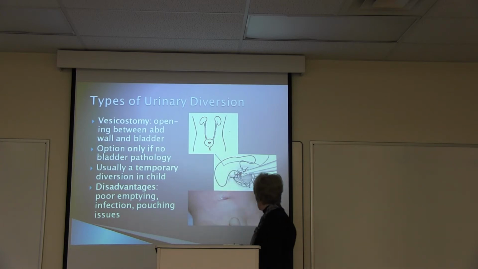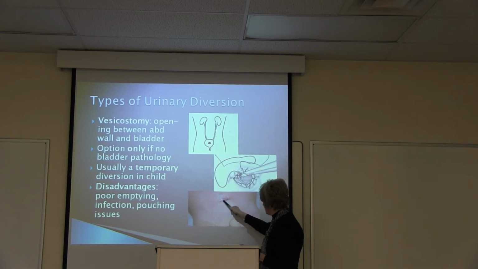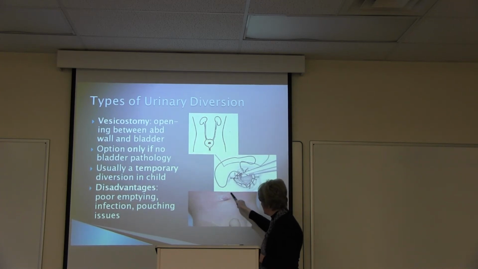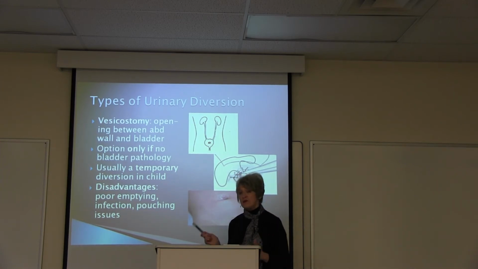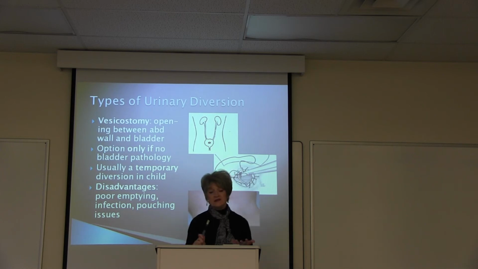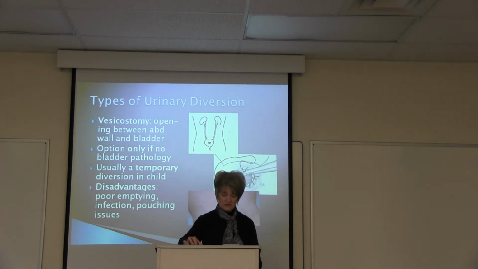And pouching is almost impossible because you end up with this slit kind of opening. When the child sits, it's usually in a crease. But remember that this is typically done in children as a temporary diversion to relieve obstruction in the urinary tract. And so most of the time we just diaper these kids until we get the vesicostomy closed.